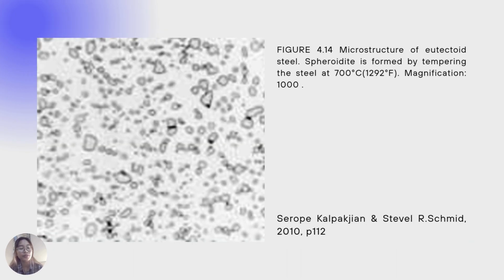Now, figure 4.14 is an example of a microstructure of a eutectoid steel. It is formed by tempering the steel at 700 Celsius.